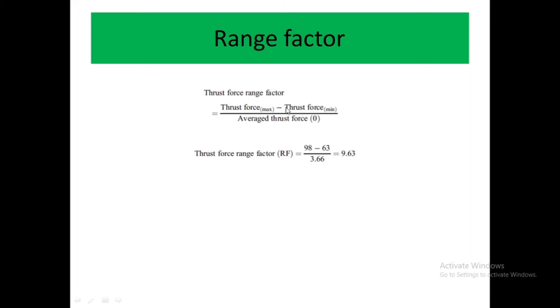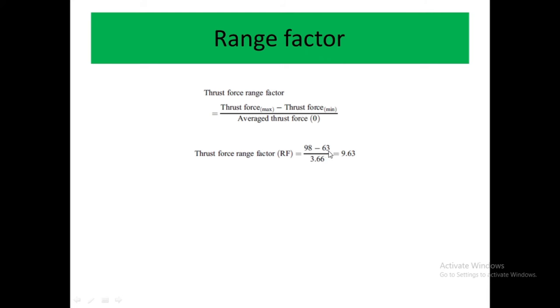Here, the thrust range factor is equal to the thrust force maximum. How do I collect the data with respect to the thrust force maximum? It means, according to your conducted experiment, what is the maximum value available in the experimental measurements? I choose that minus the minimum thrust force. According to your collected or measured experimental values, what is the minimum thrust force? You identify that. So according to my experiment, 98 is the maximum thrust force, minus 63 is the minimum thrust force from the collected, real experimental data.